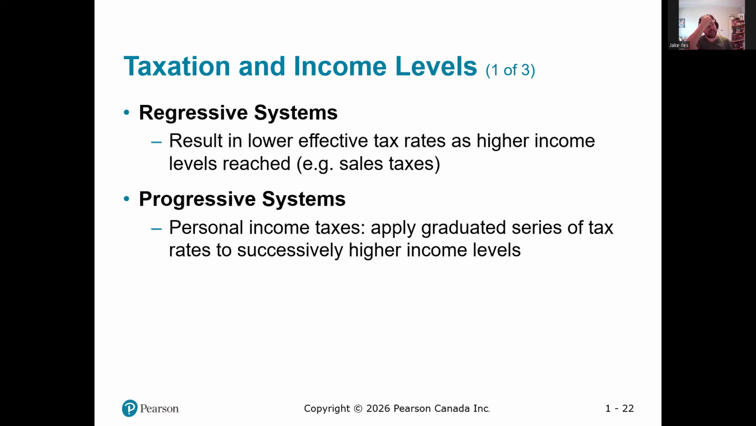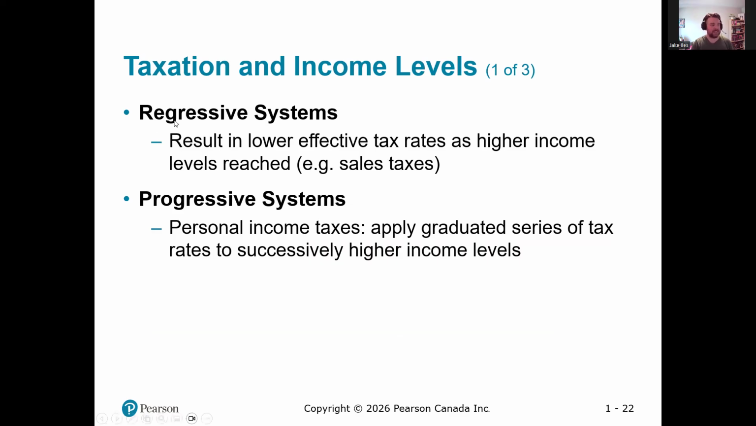Now, taxation, we talk about two systems here. There's three possible systems, but I'm going to start with progressive. Federal Canada tax is a progressive system. We have what are called tax brackets. As your income increases, the percentage rate that you pay in tax also increases. So the higher your income, the higher your relative effective tax rate.